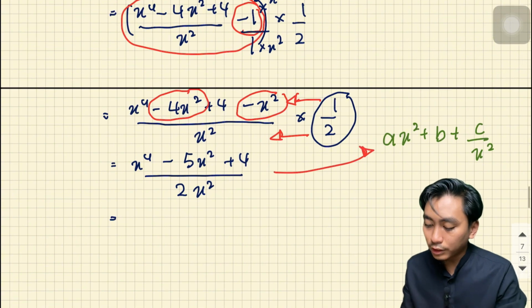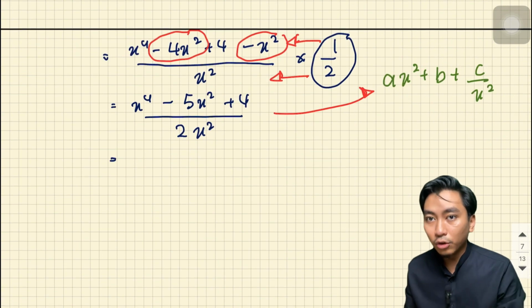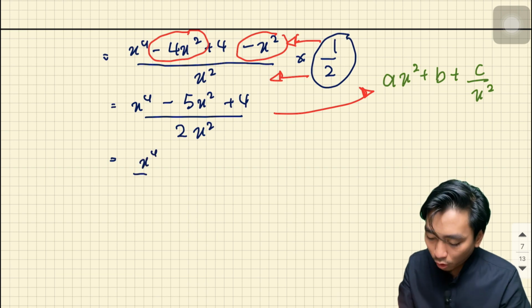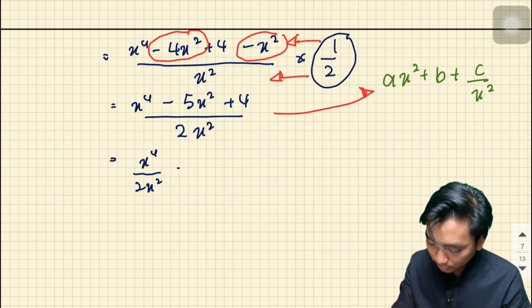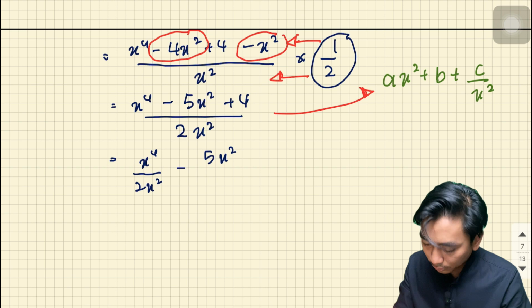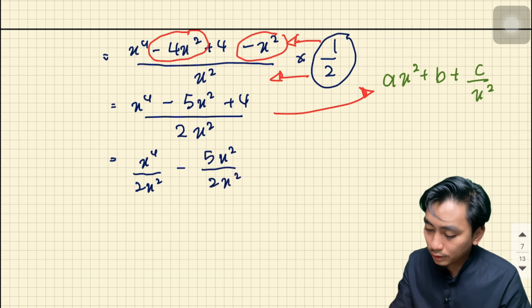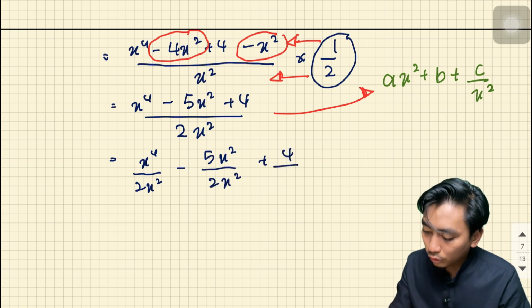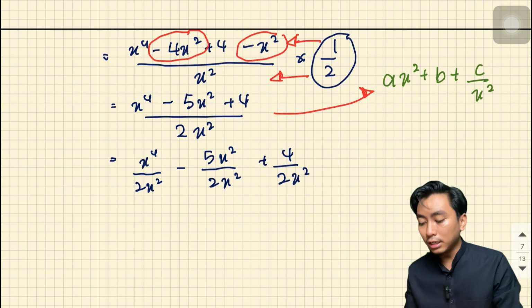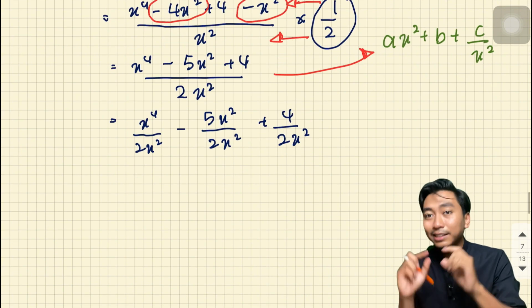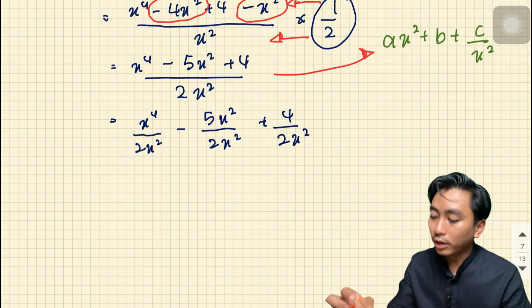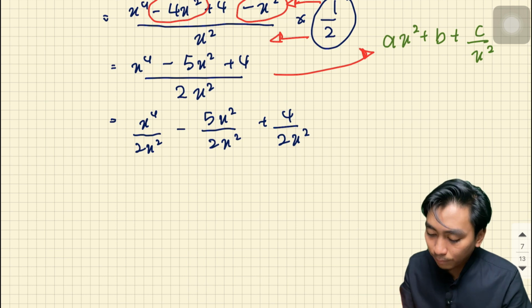Okay, what you can do is you separate the denominator, which will be x to the 4 over 2x square, minus 5x square over 2x square, and plus 4 over 2x square. You separate the numerator, but still the same denominator. Why? Because in this form, you can simplify it.